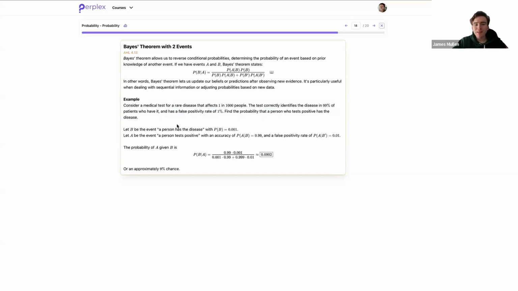Well, let's let B be the event: person has the disease, okay? And we know that's 0.001 because it's 1 in 1,000. And A be the event: a person tests positive. And we know that the probability of testing positive if you have the disease is 0.99, and the probability of testing positive if you don't have the disease is 1% or 0.01.